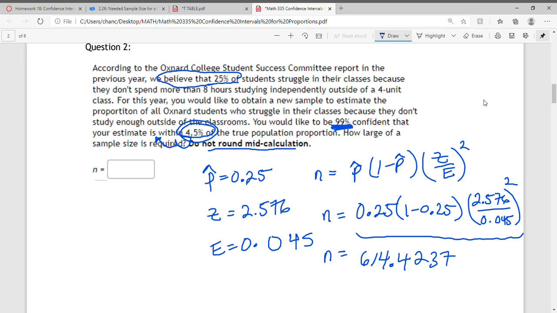614.4237. But remember, we're talking about people. You cannot have a fraction of a person. So let's round this to the nearest whole person. This rounds up to 615. Remember, you always round up. When we're talking about the minimum sample size, we have to round up to include that minimum. So it's 615. We need a sample size of 615 individuals so that we can be 99% confident within a 4.5% margin of error.